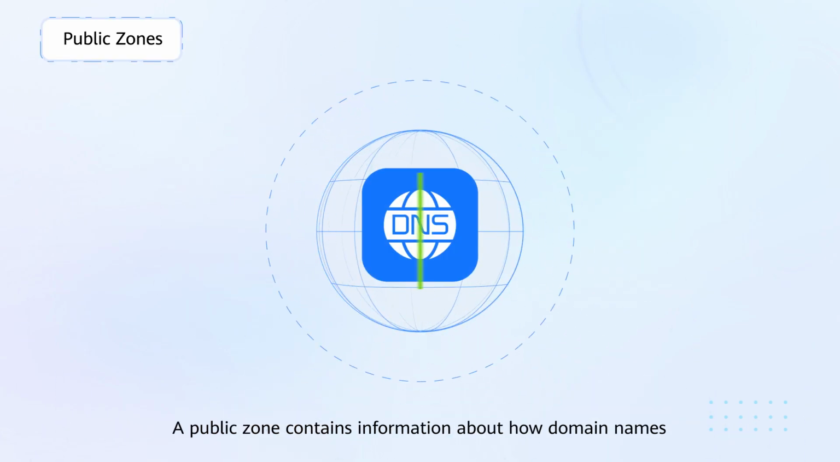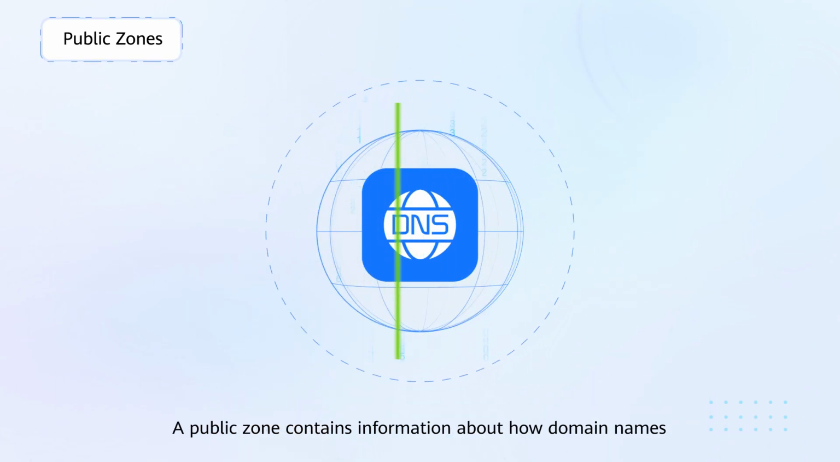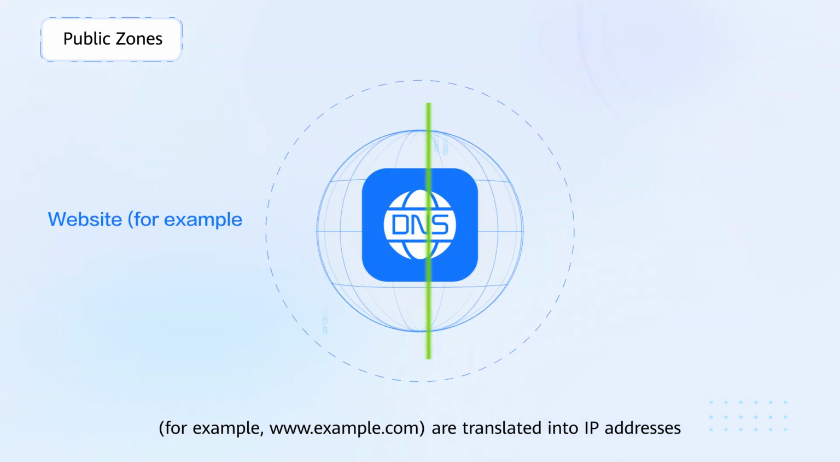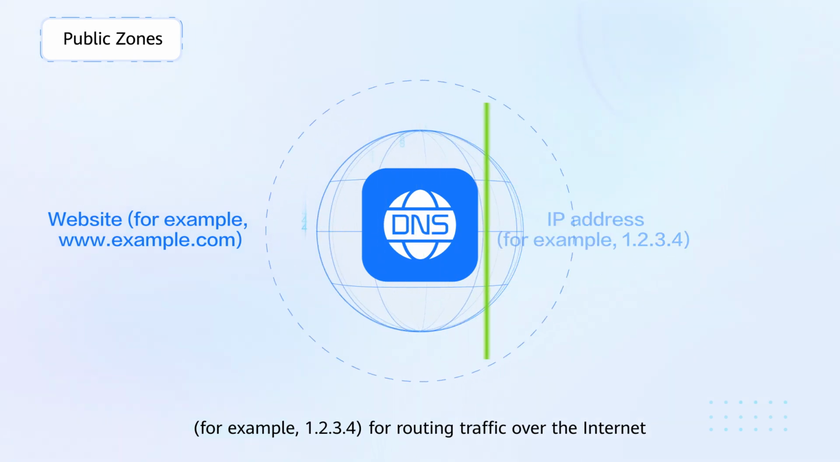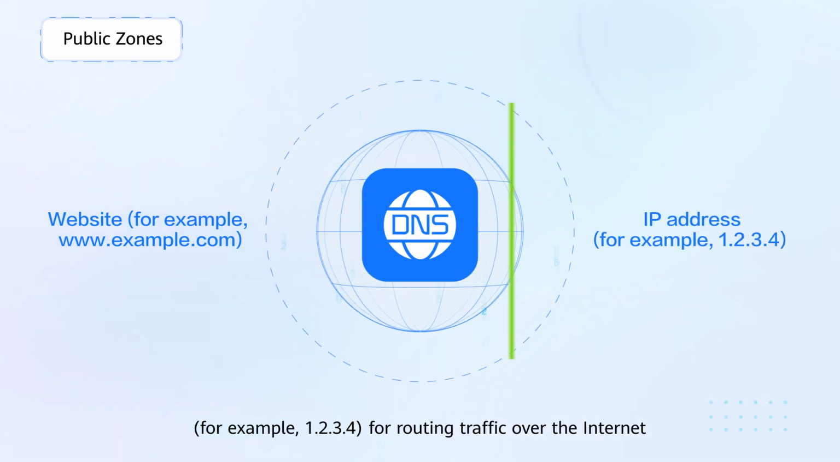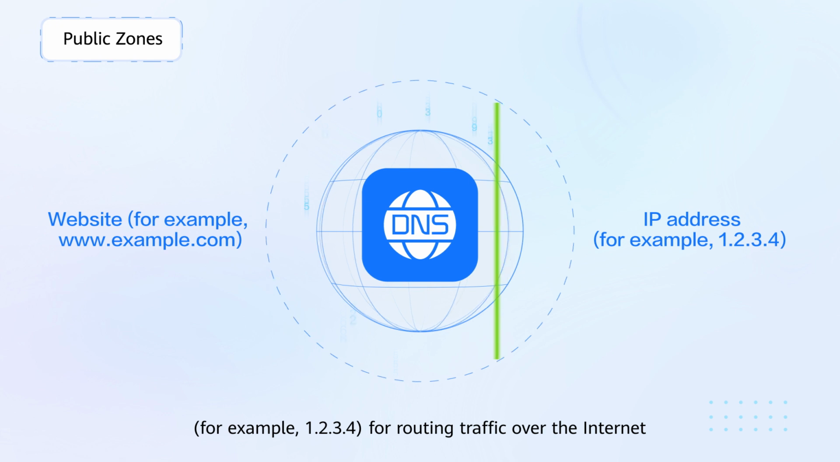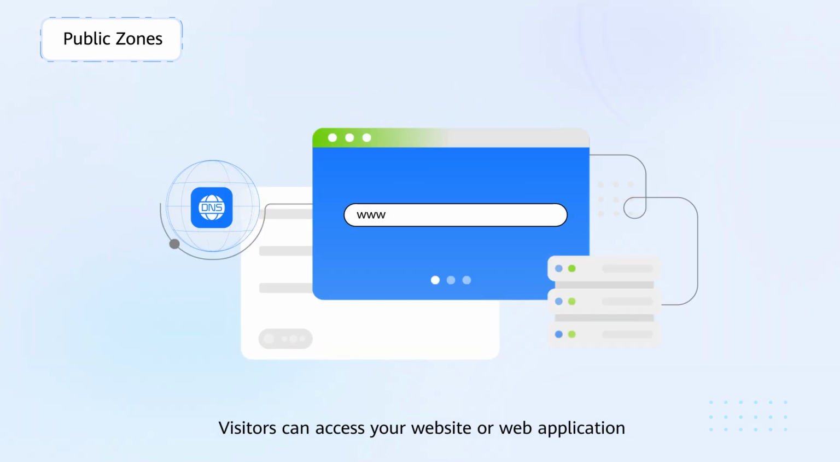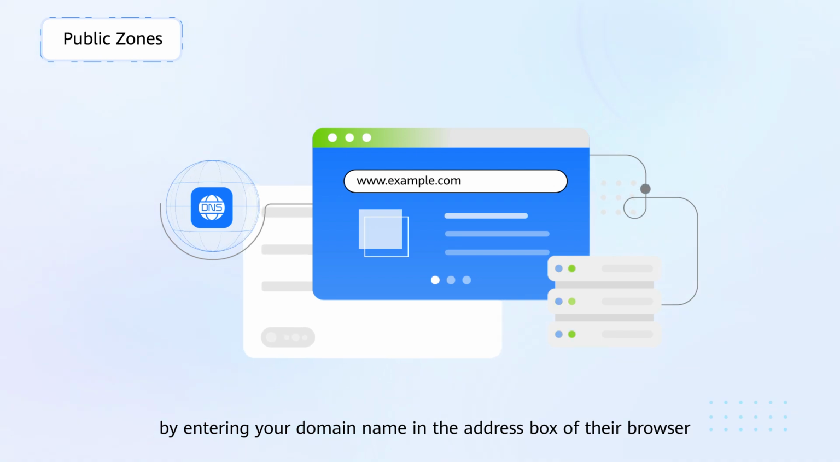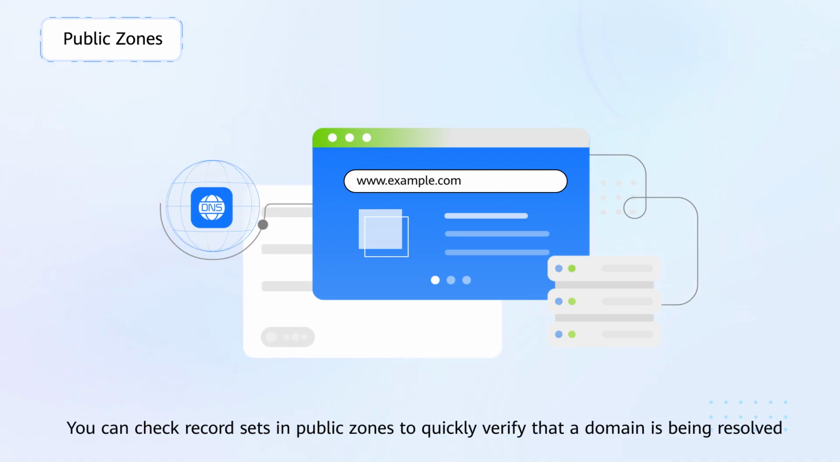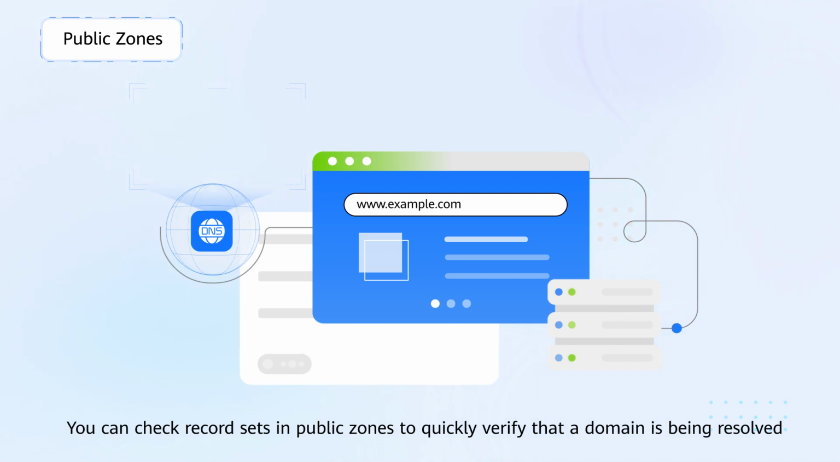A public zone contains information about how domain names, for example, www.example.com, are translated into IP addresses, for example, 1.2.3.4, for routing traffic over the internet. Visitors can access your website or web application by entering your domain name in the address box of their browser. You can check record sets in public zones to quickly verify that a domain is being resolved.